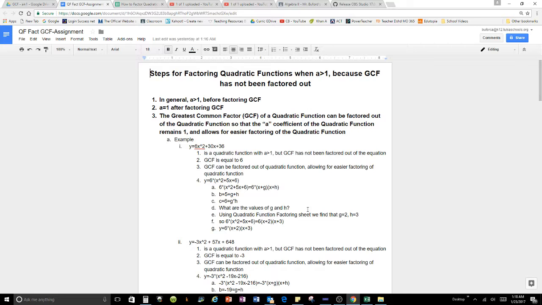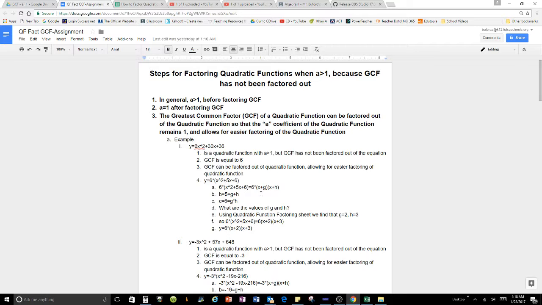And therefore we can substitute the 2 value here and the 3 value here, and that will satisfy our equation. So that's what we do here. We say that 6 times x squared plus 5x plus 6 must be equal to 6 times x plus 2 times x plus 3.